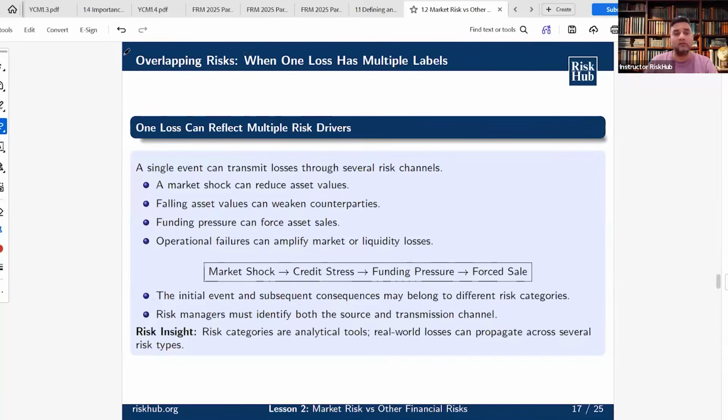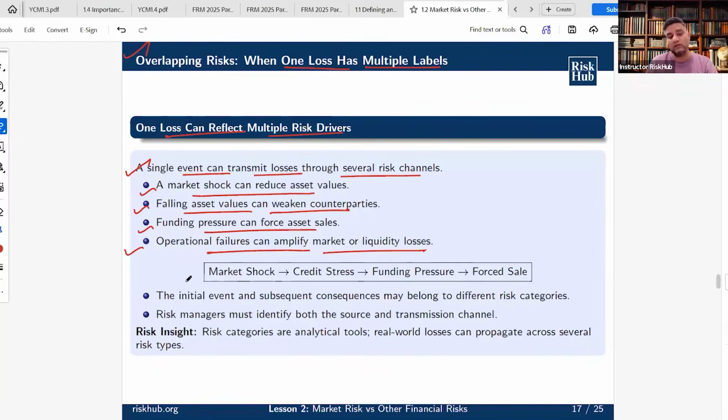Then we go to slide number 17, overlapping risk. When one loss has multiple labels, one loss can reflect multiple risk drivers. A single event can transmit losses through several risk channels. A market shock can reduce asset values. A falling asset value can weaken counterparties. Funding pressure can cause asset sales. Operational failures can amplify market or liquidity losses.